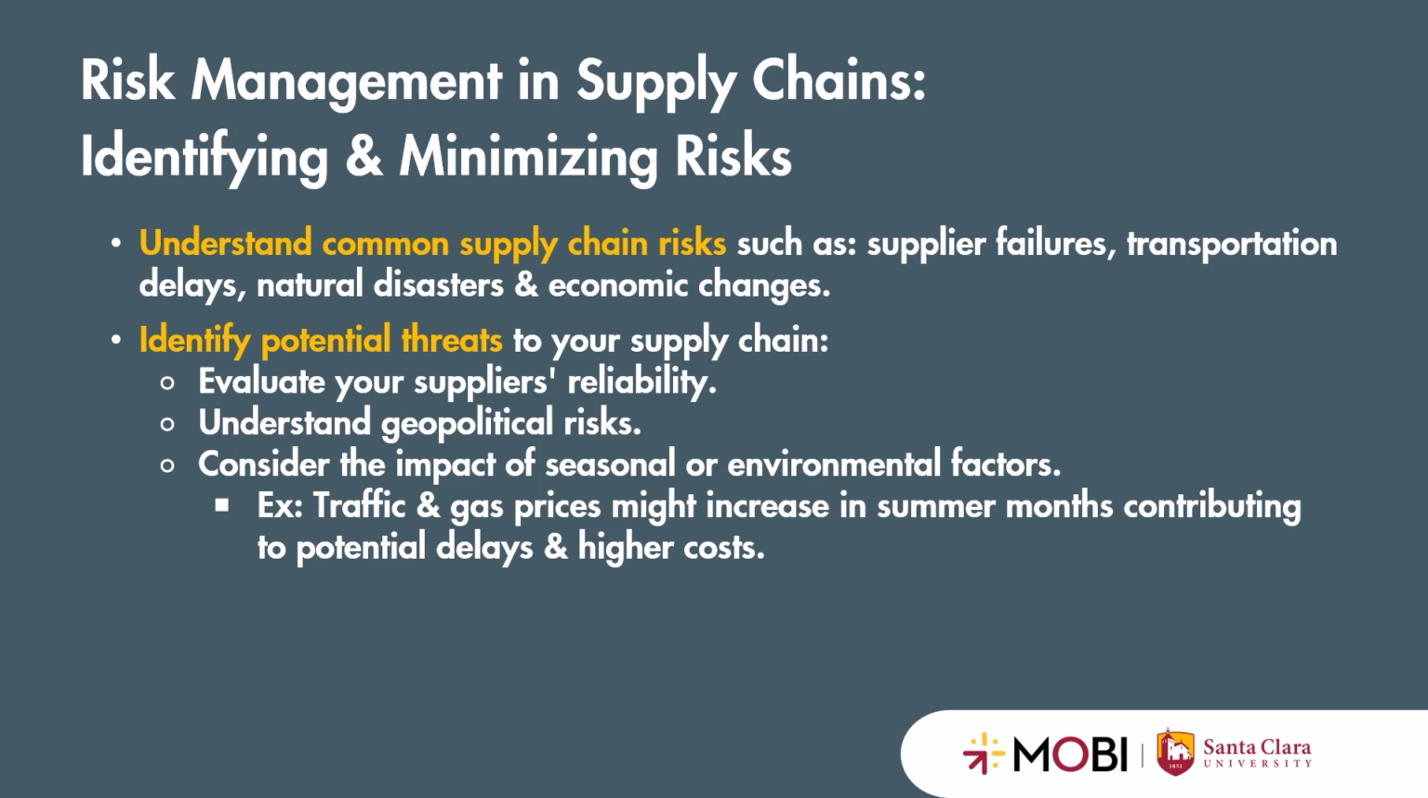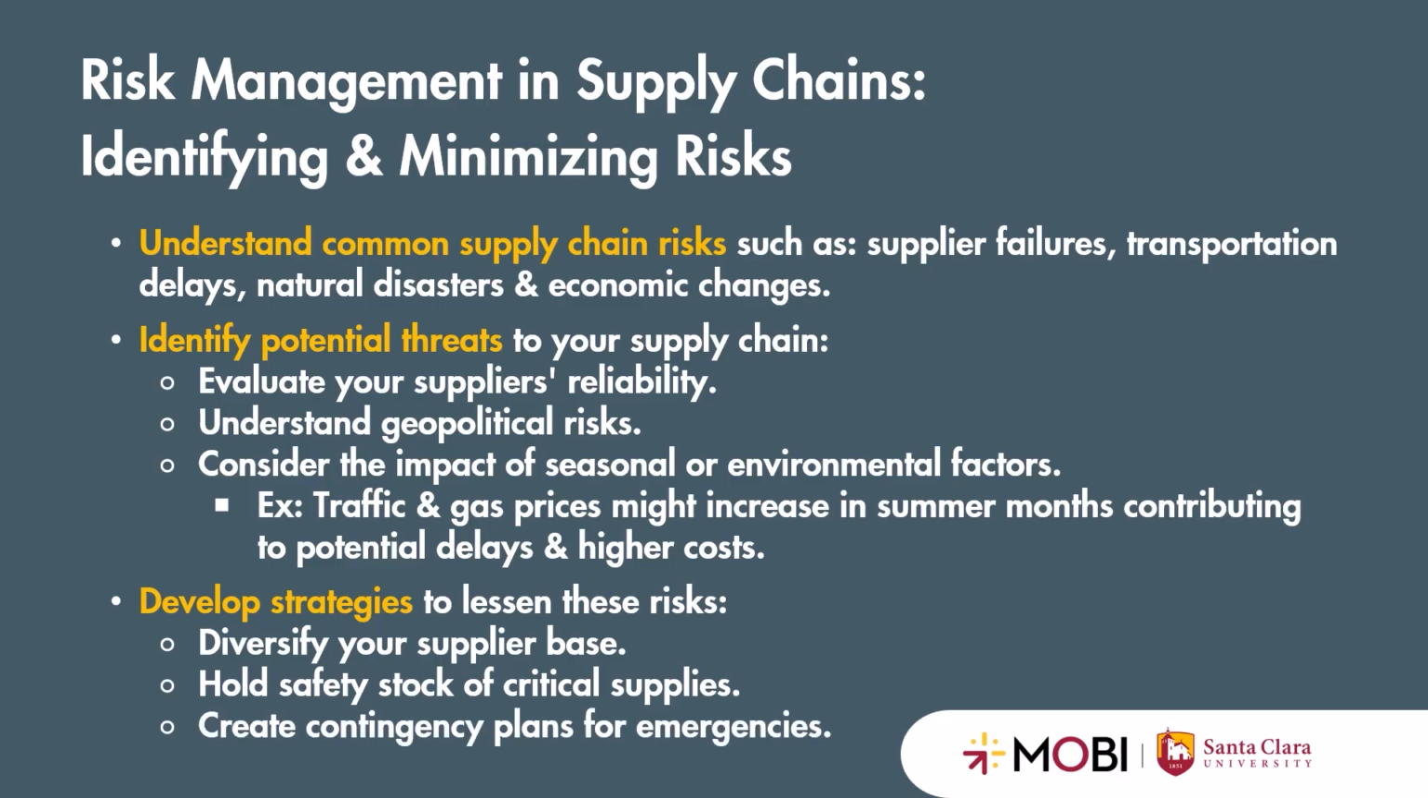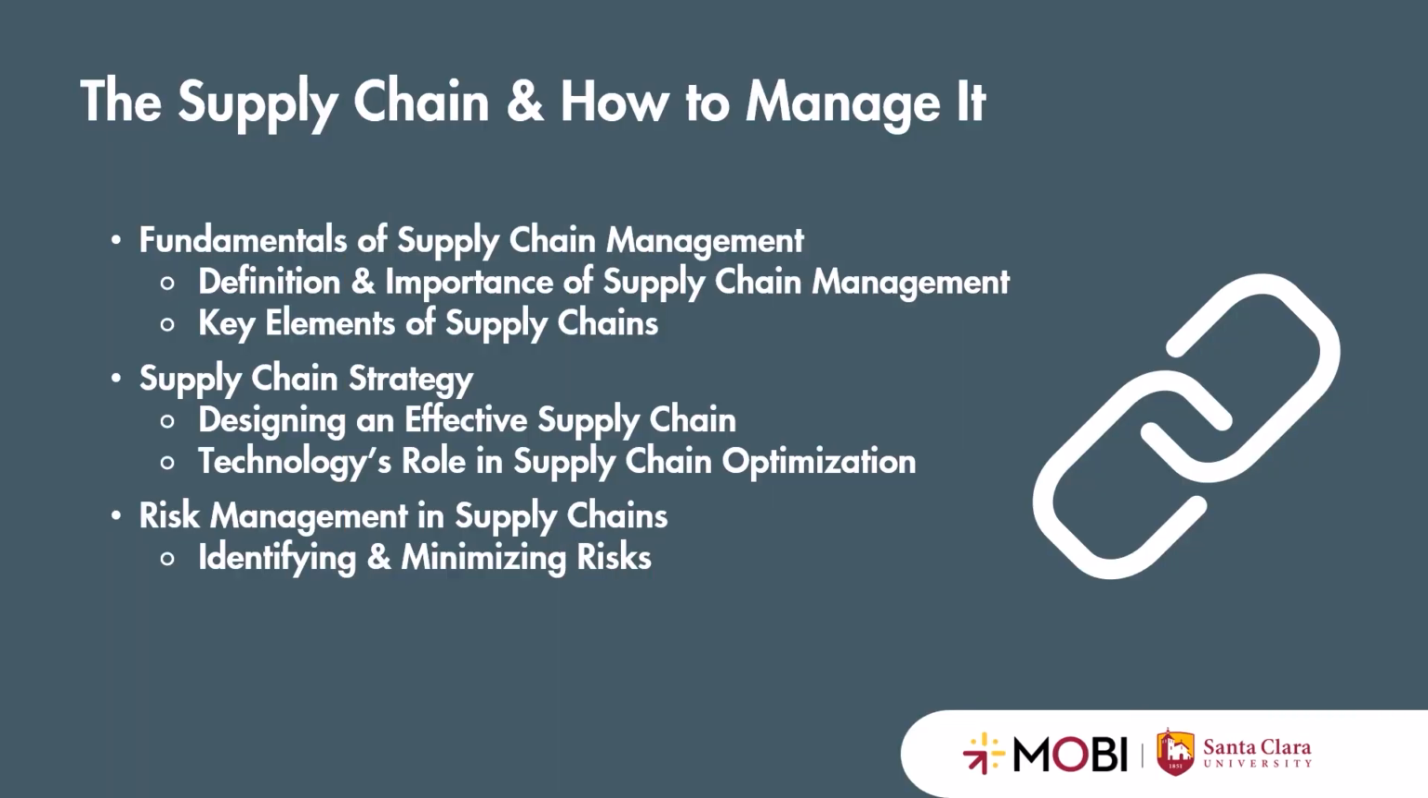Once you've identified the risks, develop strategies to lessen them. This might include diversifying your supplier base, holding safety stock, and creating contingency plans for emergencies. Another important way to identify and minimize risk is to implement strategies for a resilient supply chain. Building a resilient supply chain means being prepared for disruptions and having plans in place to maintain operations.